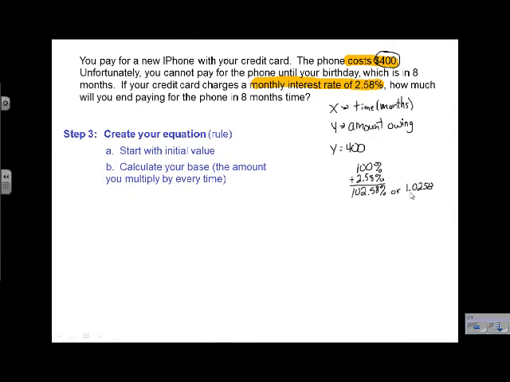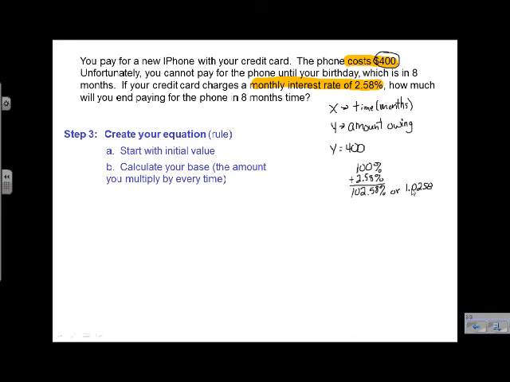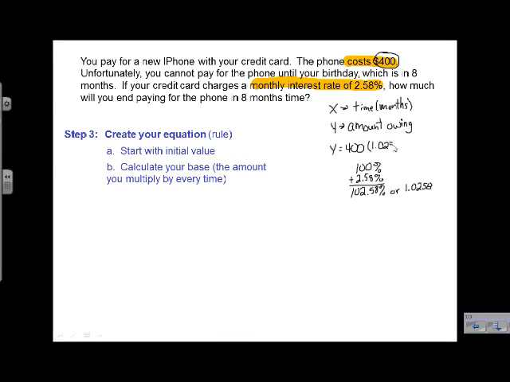I also want to mention it's really important that you don't round this number. I know it looks a little bit awkward. We have a lot of decimals, but I don't want you to round it, because if you do, your final answer could be off by quite a bit. So our base is going to go right here next to our initial value, 1.025. And then lastly, when we write it out, we're going to put our exponent, or x, at the top here.